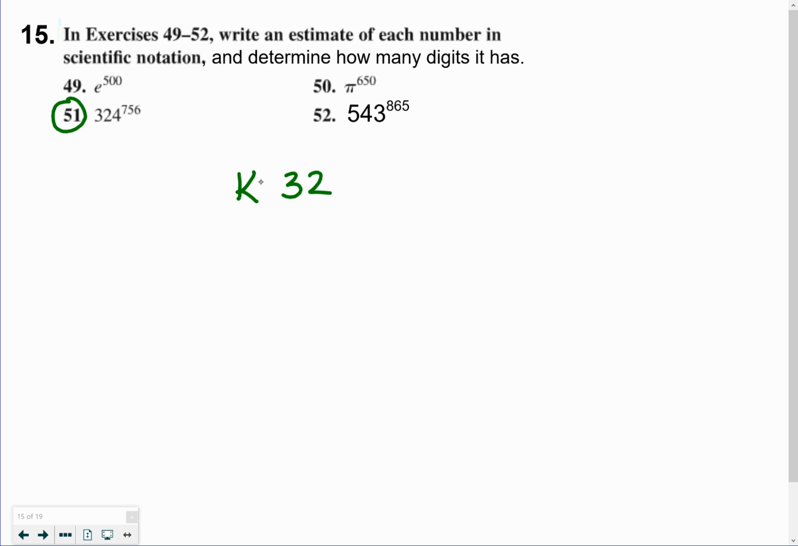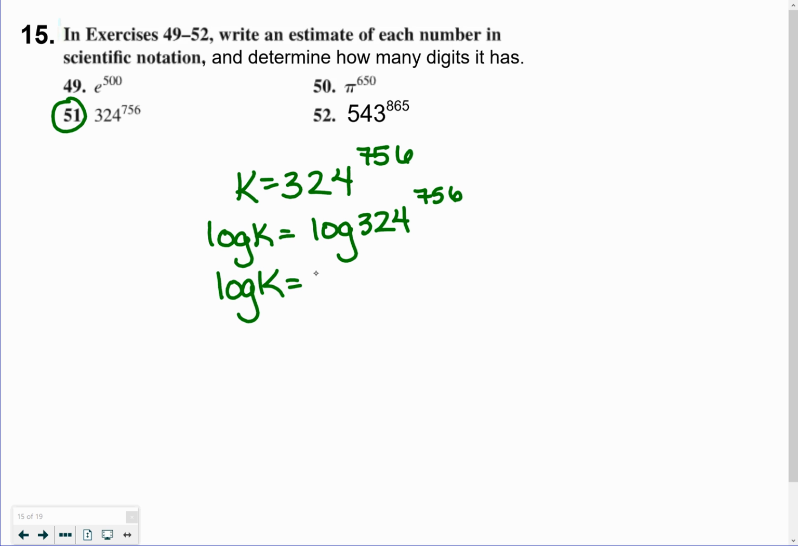Okay, and if you remember in class, I'll just do the same thing we did in the notes. We called that number K. If you try to type this in your calculator, it's going to give you that overflow error. So what we did was we took the log of both sides to start. Taking the log allows me to do what? Exponent down in front, using that rule again, that power rule. 756 times log 324.